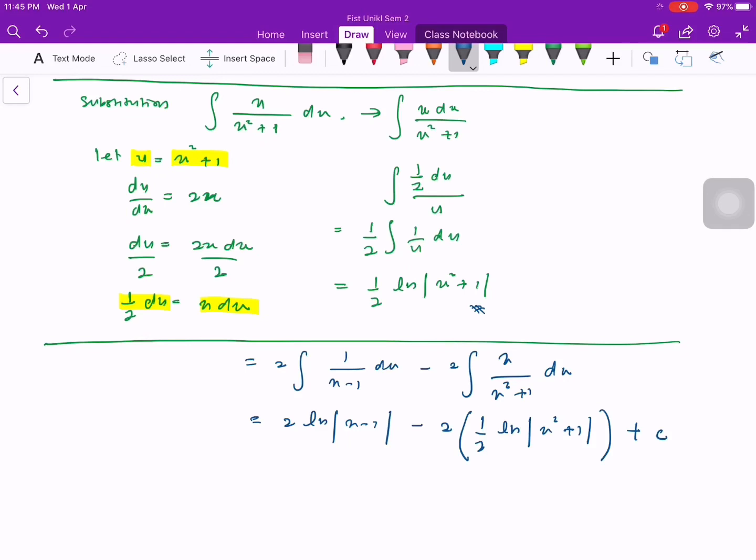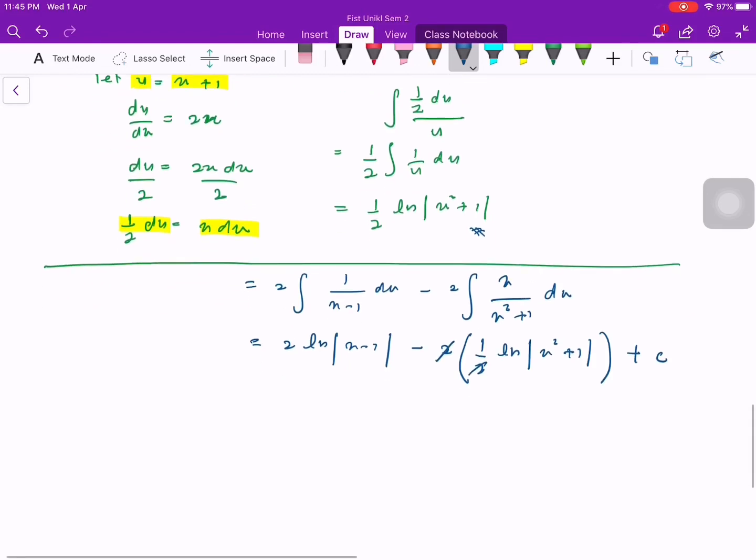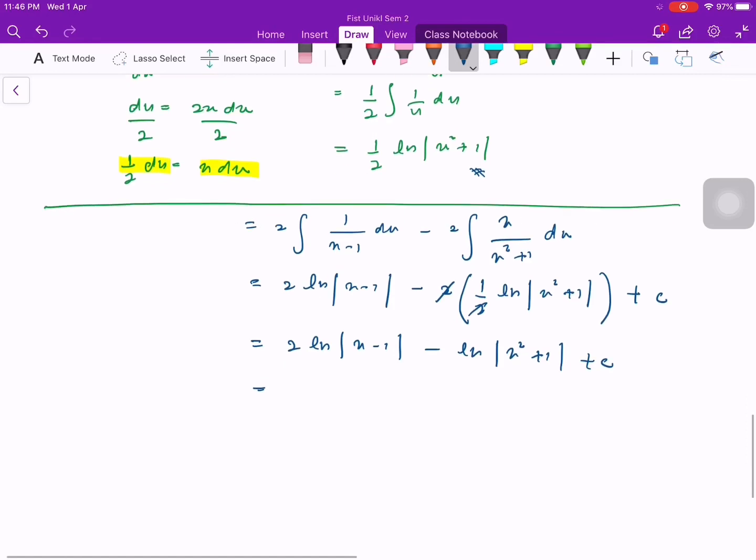Okay, then we simplify. Then we're supposed to have 2 ln absolute x minus 1 minus with ln absolute x squared plus 1 plus c. Then we simplify by using rules of log. We have minus, so kita akan dapat bahagi, kita tukar pada bahagi. So kita akan ada ln absolute x minus 1 squared divided by x squared plus 1. Okay, then this will be plus with arbitrary constant c.